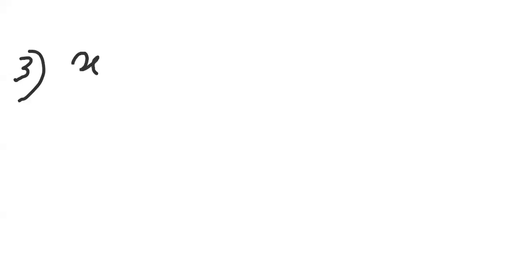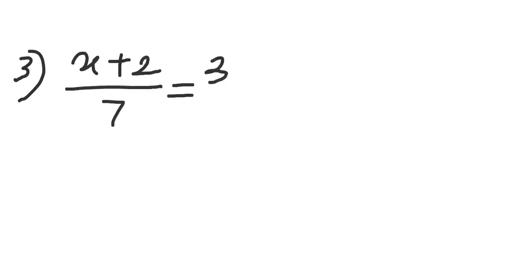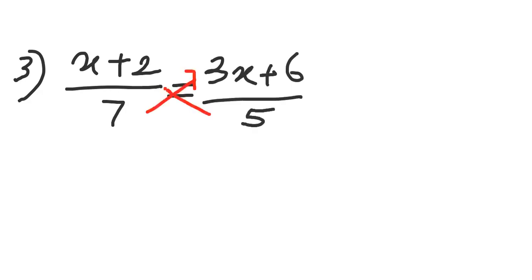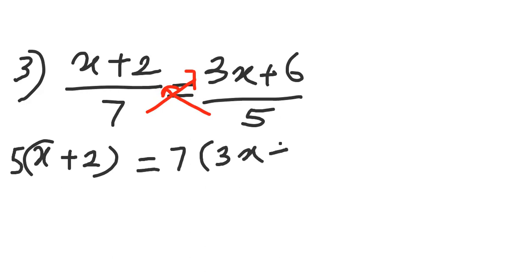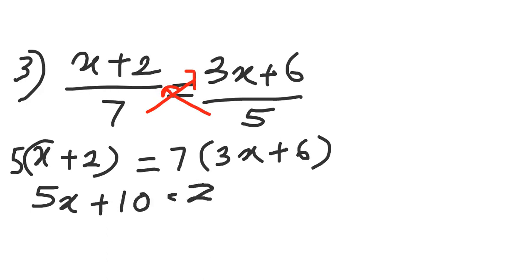Let me take another one. x plus 2 over 7 equal 3x plus 6 over 5. Now see again fractions. I told you when fractions come, do cross multiplication. So what can I do here? x plus 2 can be multiplied by 5, and 7 into 3x plus 6. Now I'll solve 5 into x, 5x plus 5 into 2, 10, equals 7 into 3, 21x plus 7 into 6, 42. Like terms I can take.